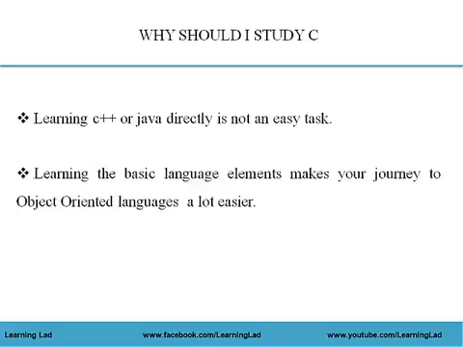Learning C++ or Java directly is not an easy task. It's because C++ and Java use an object-oriented programming approach. This approach introduces advanced concepts like classes, objects, inheritance, polymorphism, templates, and many more. To understand these complex concepts, you should be aware of the basic language elements. If you know the basic language elements, then you can learn these object-oriented languages a lot easier.